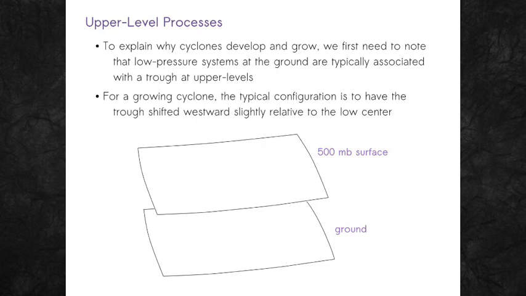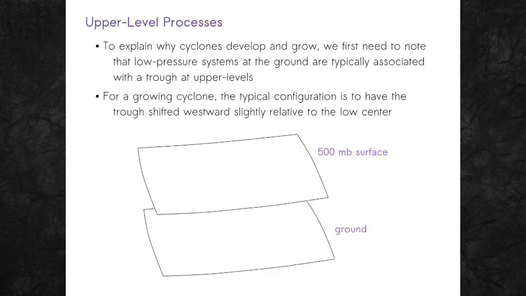So to sort of see how this works, let's sketch this out. Down here at the bottom, I've got a representation of what's going on at upper levels, say at 500 millibars. So this is the 500 millibar surface here, and then I've got the ground down here below it. These are both as viewed from above, so we're looking down from above at an angle. So sort of a perspective view.